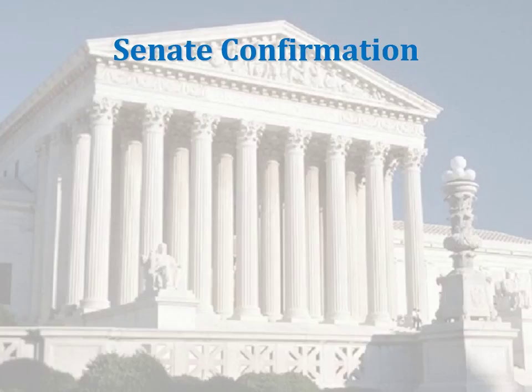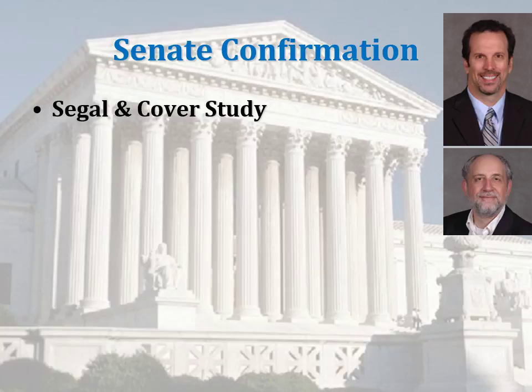Now, what I want to look at now is senatorial confirmation. And here, I would like you to refer to a file that I put up on Canvas, known as the Segal and Cover study. That's Segal, and Cover is below there, okay? The Segal-Cover study looks at nominees' margins, vote status, ideology, and qualifications. So take a look at that printout on Canvas as you go through this section.